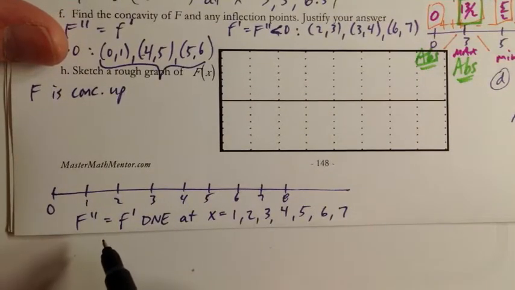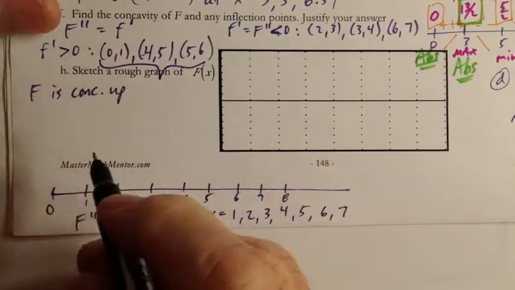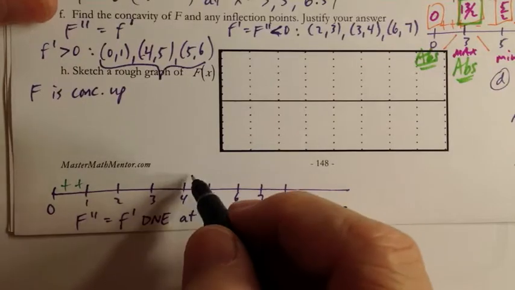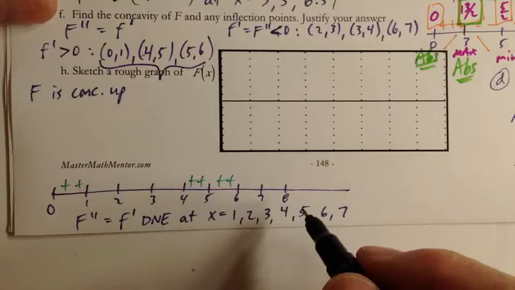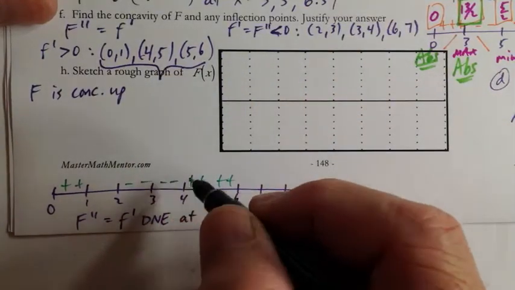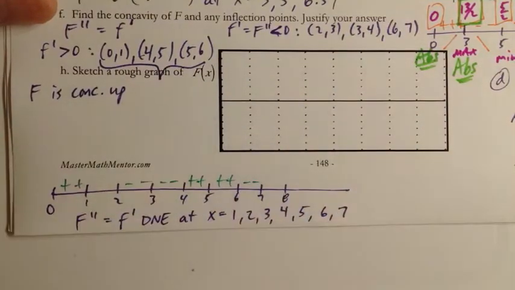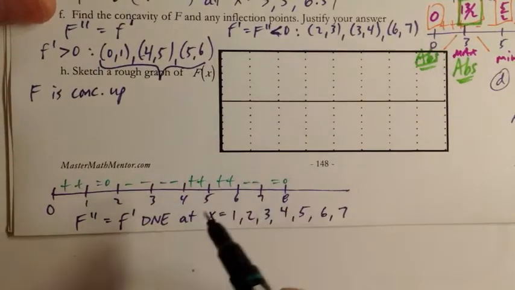And so we know that capital F double prime is positive from 0 to 1, positive from 4 to 5, positive from 5 to 6. It's negative from 2 to 3, negative from 3 to 4, and negative from 6 to 7. Well, what in the world is going on between 1 and 2? Well, that's when lowercase f prime or capital F double prime is equal to 0. So it's equal to 0 all here, so we're not going to have any inflection points there.